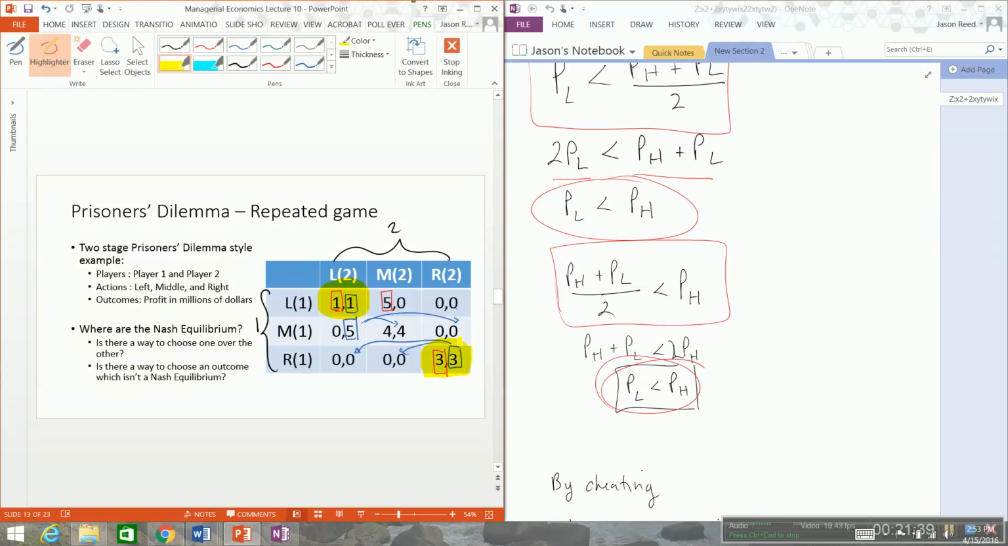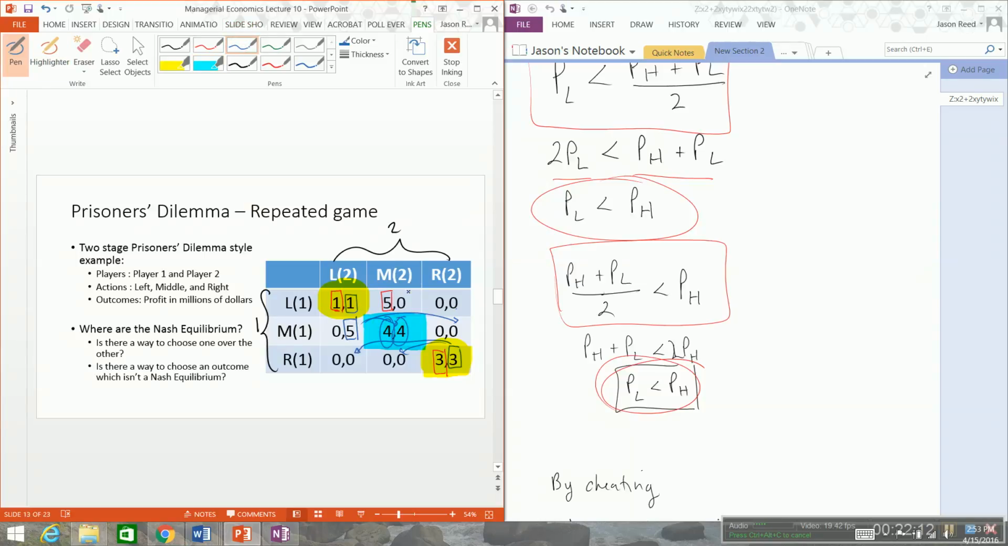We would both be better off if we played 4-4. This is the joint profit maximizing outcome. If we were to decide on the jointly profit maximizing outcome, it would have been middle, middle. So we want to play here. We would rather play middle, middle than any of our other two options. But we can't just play middle, middle because there is a very high incentive to deviate.